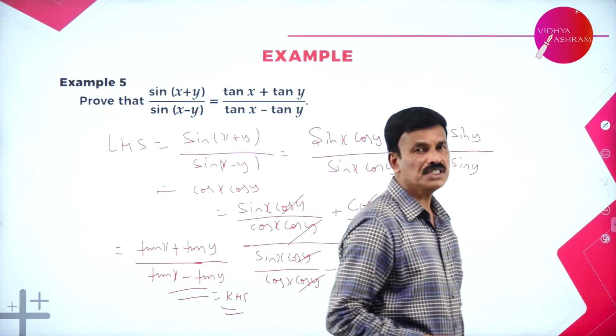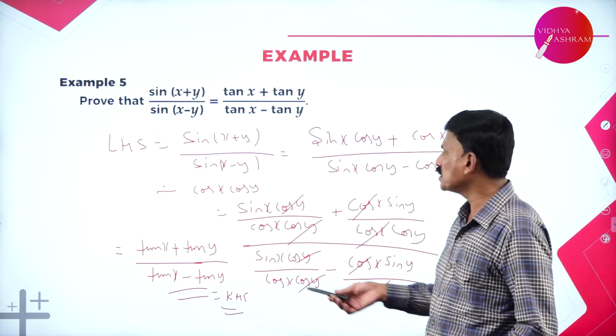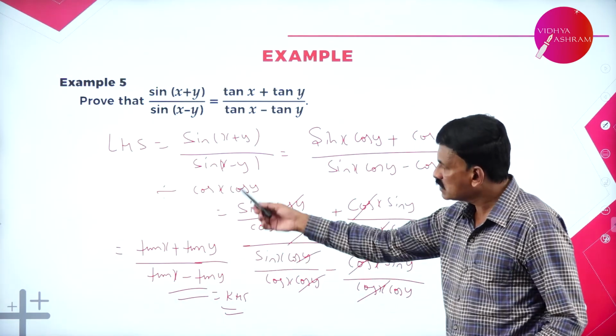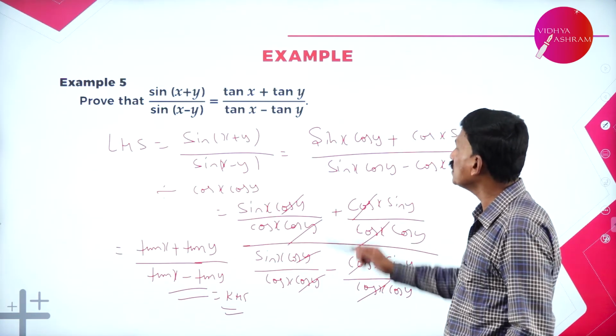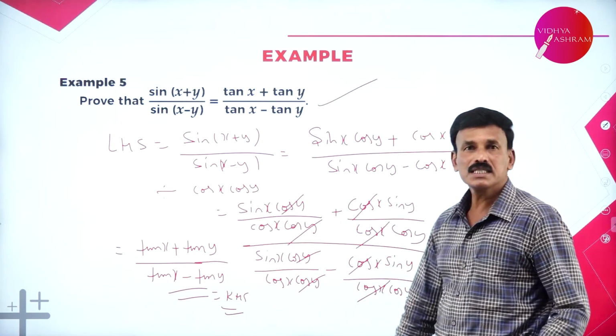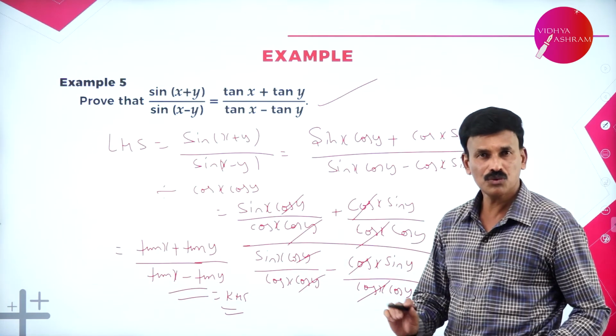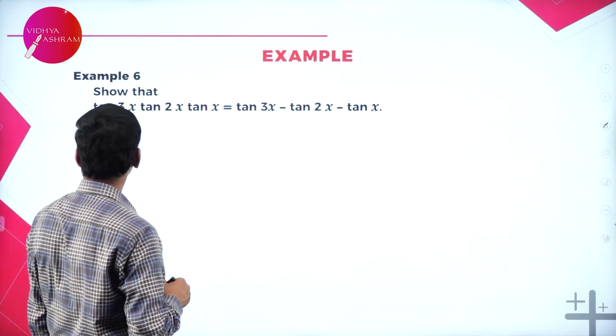That's it. Divide each and every term in the numerator and denominator by cos x cos y. That will reduce us to tan x plus tan y divided by tan x minus tan y. That's it. Okay. Hope you followed. So what is the problem?